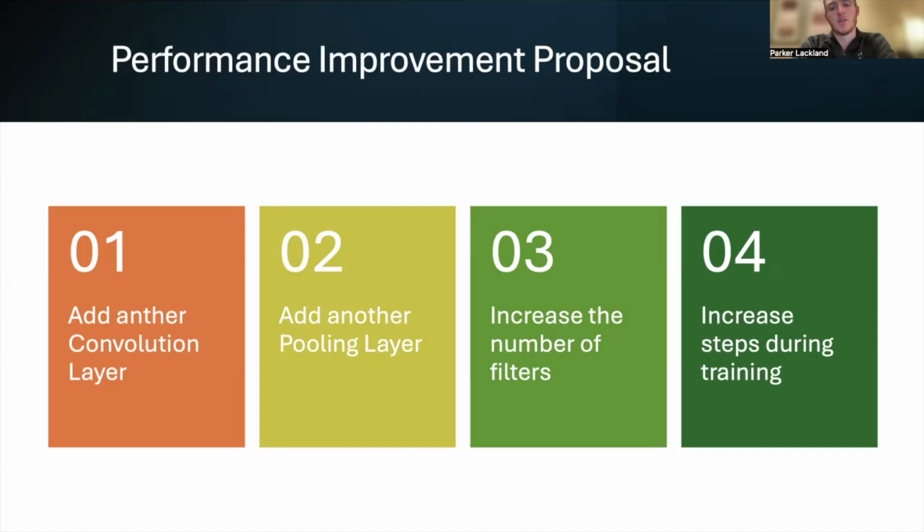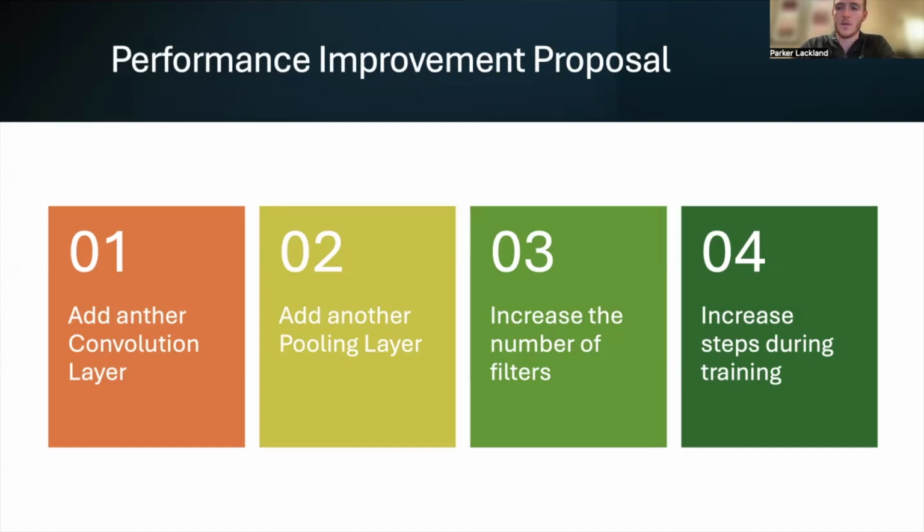Also increasing the number of filters would do a similar thing. It would add to the model's complexity. And then increasing the steps during training of the model would basically just allow the model to be trained longer so that if the accuracy continued to increase and never plateaued during training, it would continue to increase and increase and increase. You could see the model's true accuracy rather than the accuracy that's given in the steps before it plateaus.